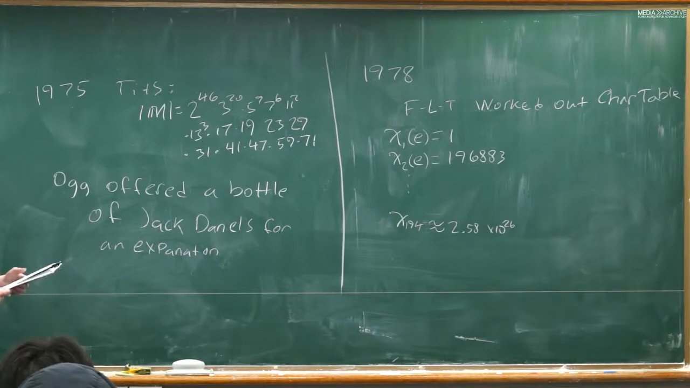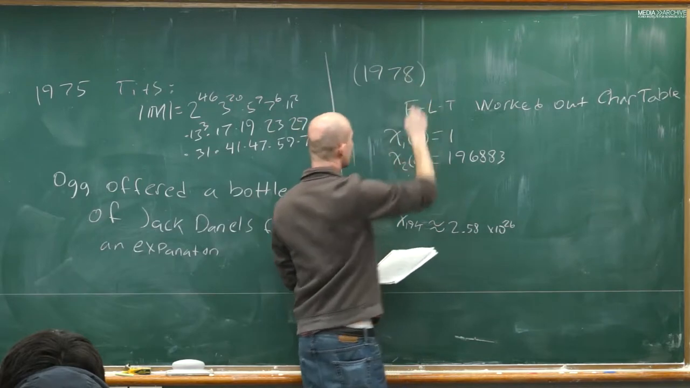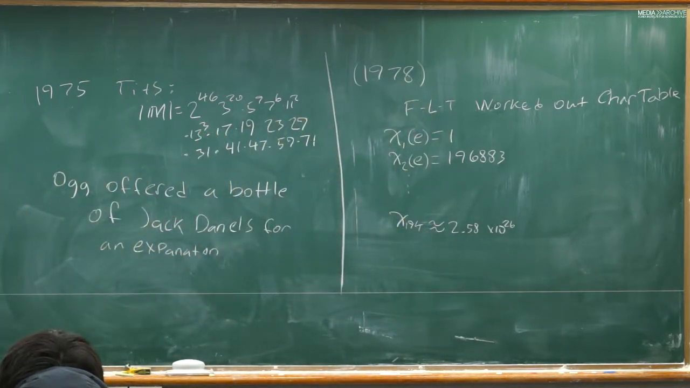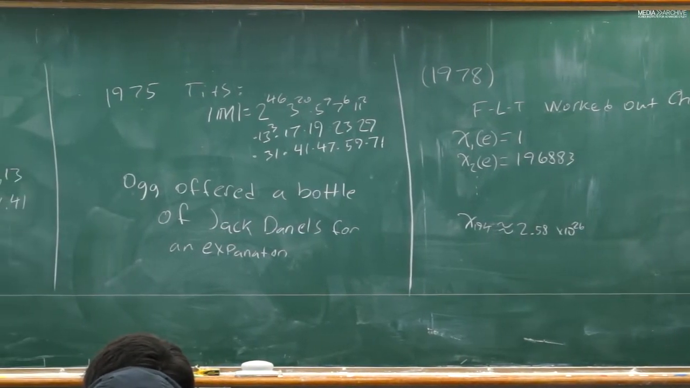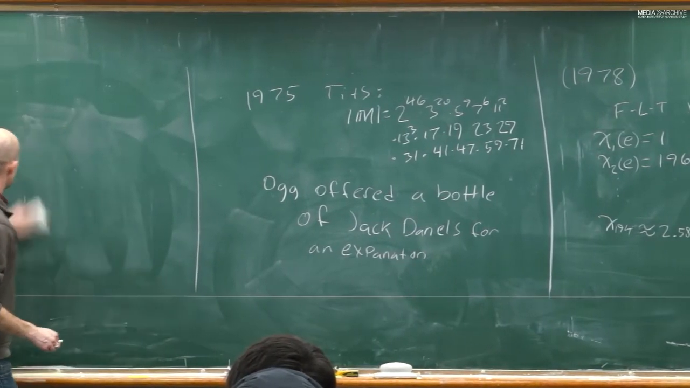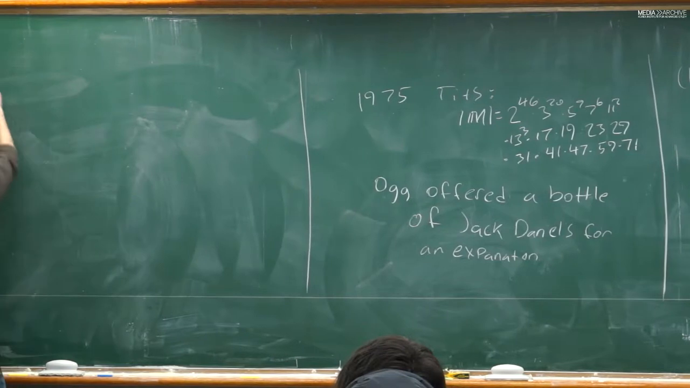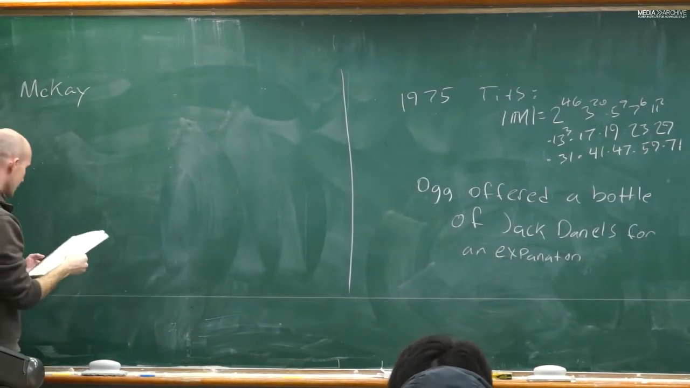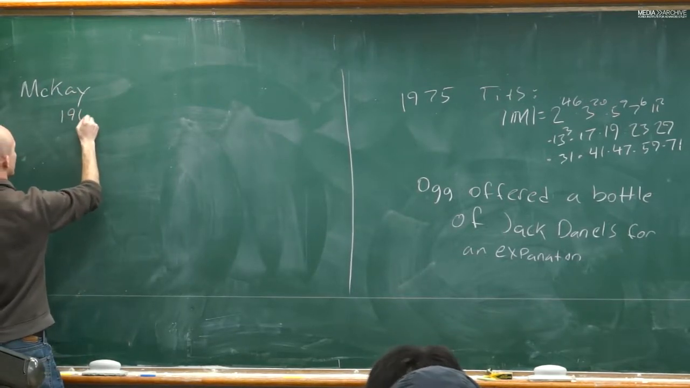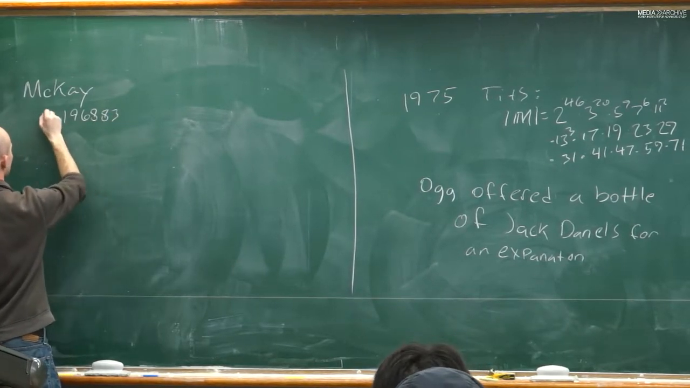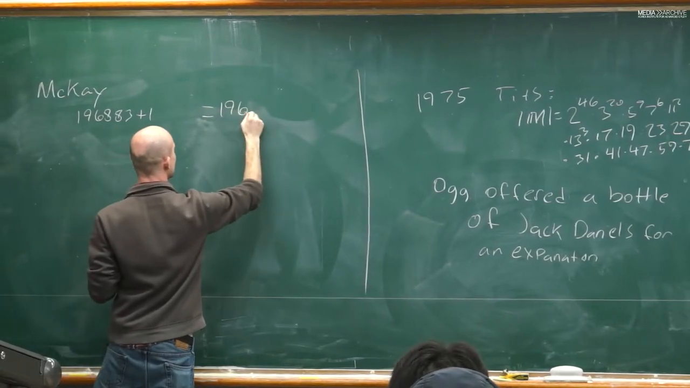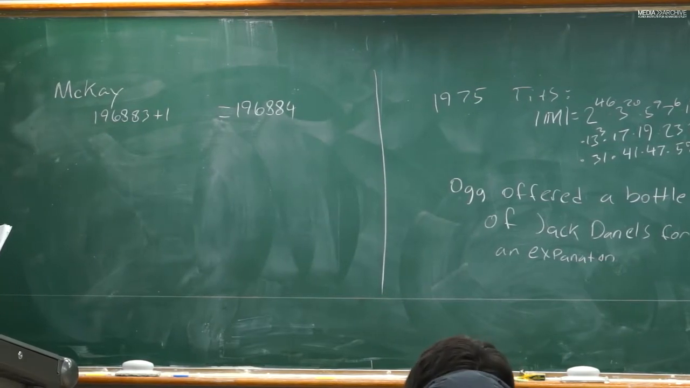Okay. So, great. While Fischer, Livingstone, and Thorne were working out this table, while they were working out these conjectures, John McKay was working with Conway, and he made an observation about some of these characters. So the first observation that he made was that 196883 plus 1 is equal to 196884. And Conway was very surprised by this observation and called this moonshine.